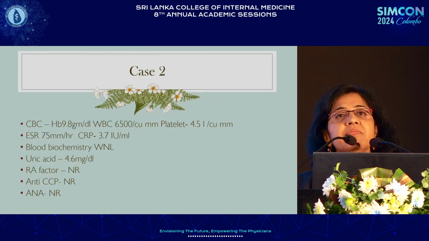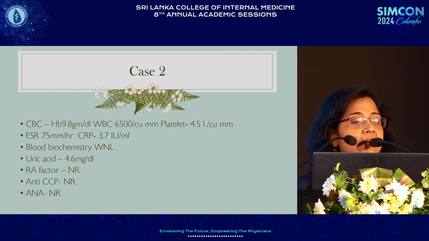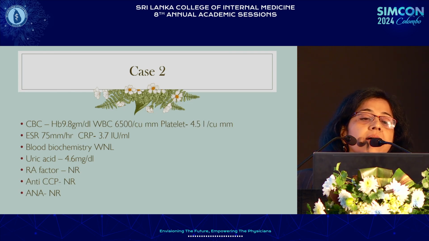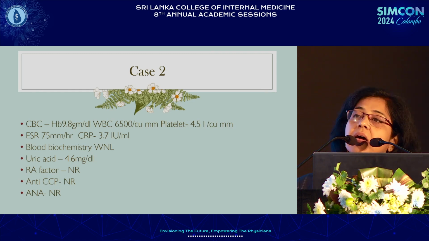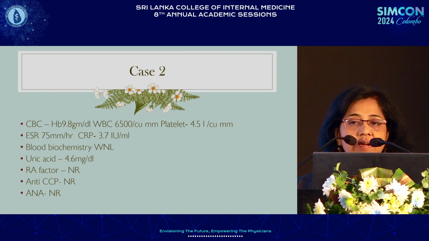So, what did we find when we investigated her? Again, her ESR and CRP were raised, but her uric acid levels, the RA factor, the anti-CCP, and the ANA all were negative.